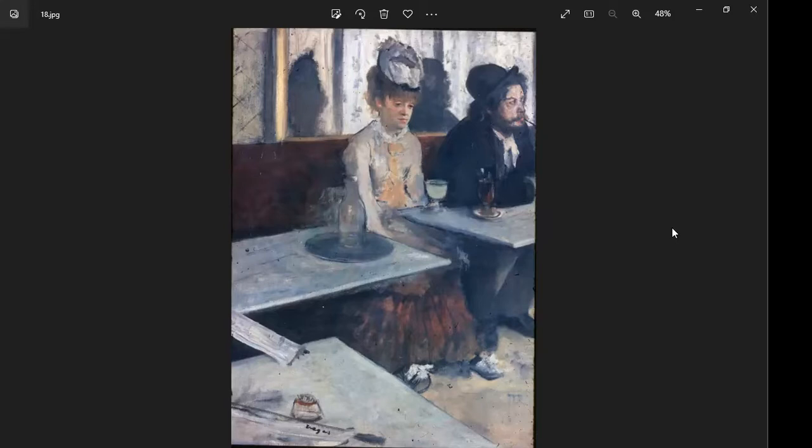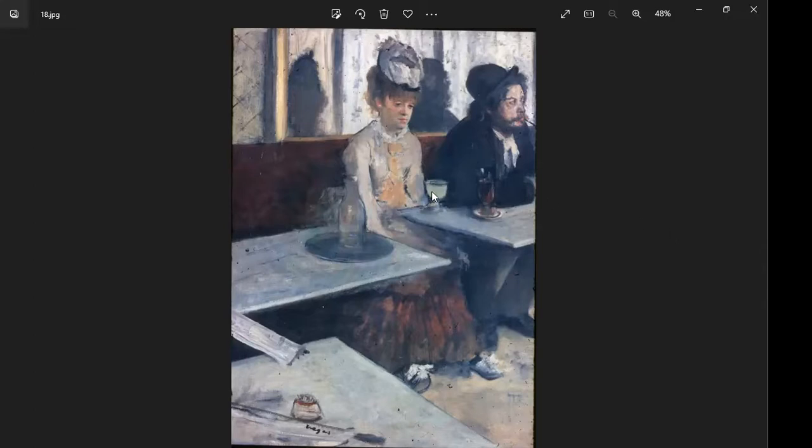And the two theories are either they were just acquaintances known to Degas and agreed to pose for him, or he just saw them in a bar and decided to capture a moment of reality. So let's now talk about the main part of the meaning.